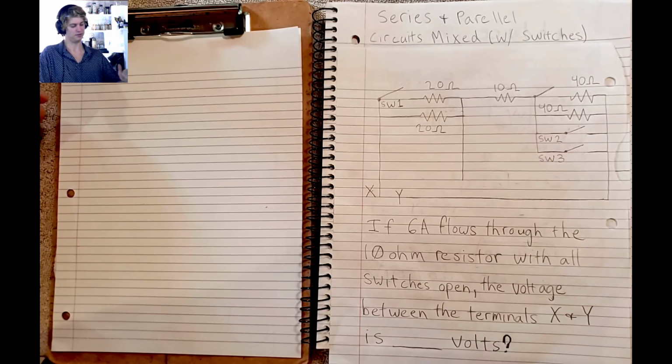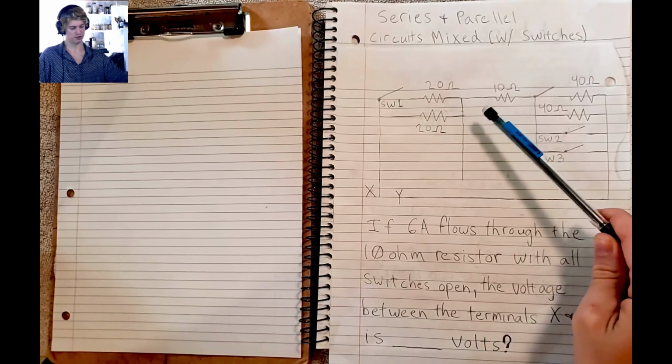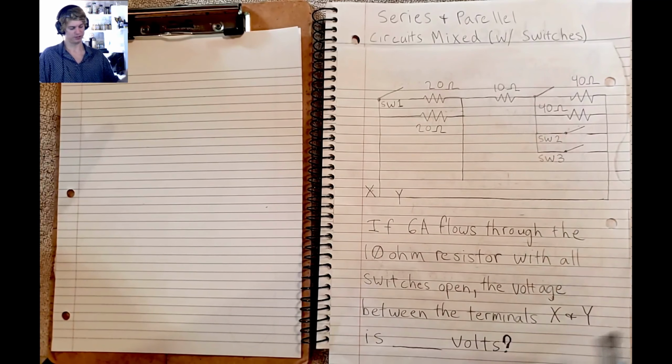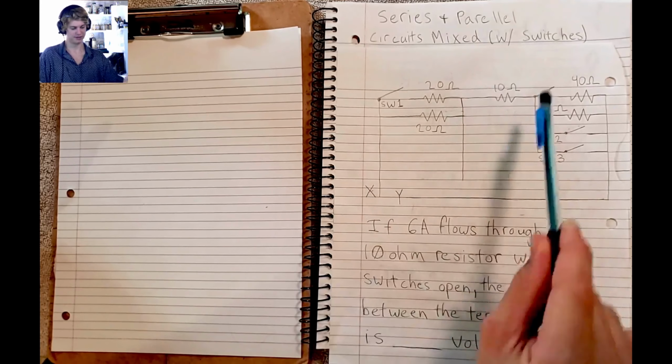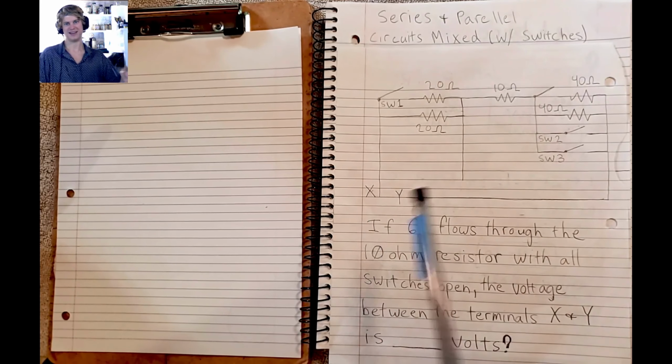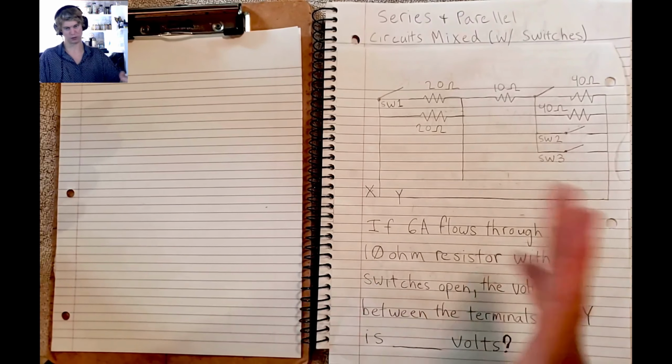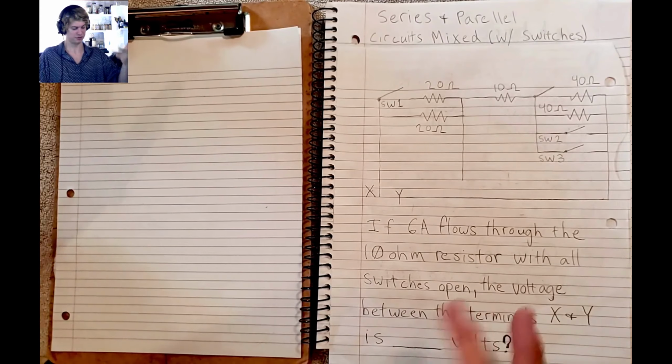Okay, so the question asks if 6 amps flows through the 10 ohm resistor with all these switches open, the voltage between terminals X and Y is how many volts? So we see the 10 ohm resistor right here, and it's saying there's 6 amps flowing through it with all these switches open. Then now we also want to know the voltage between terminals X and Y, which we can see is the beginning and end of this circuit, so we want to know the total voltage. So that's where they're asking in many different ways and using different terms for the same thing.